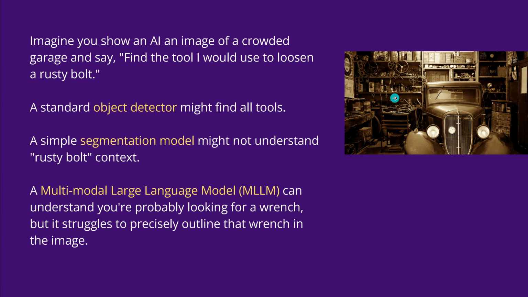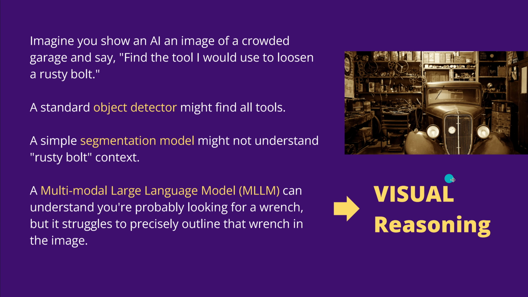Here is this image and I say, hey, find the tool that I would use to loosen a rusty bolt. Now, you might go with an object detector, an AI system that will find all the different tools. Or you will go with a segmentation model that might not understand at all the context of a rusty bolt. Or you go with a multimodal LLM that can understand that you're probably looking for a wrench, but it struggles to precisely outline that wrench in this particular image. So you see, we have to improve the visual reasoning abilities of AI systems.